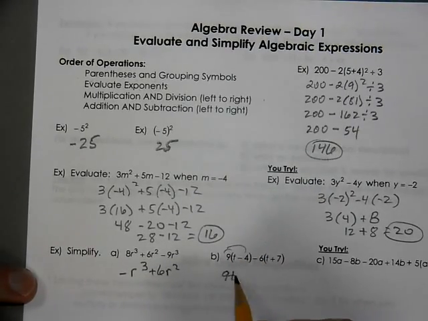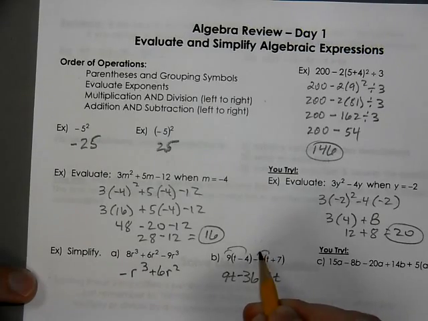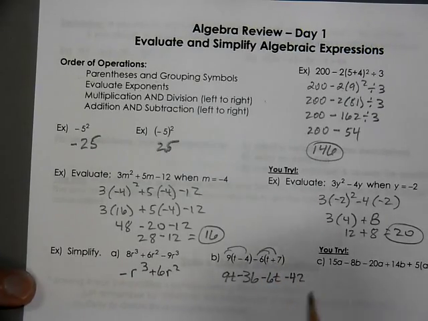Here we distribute through to get 9t and a minus 36 minus 6t and a negative 42. Don't forget to distribute the negative. Nine minus 6 is 3, 36, negative 36, and a negative 42 gives us 78.